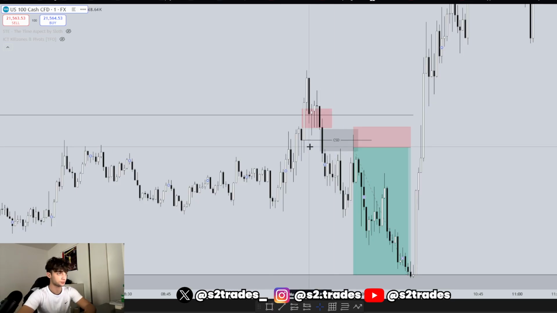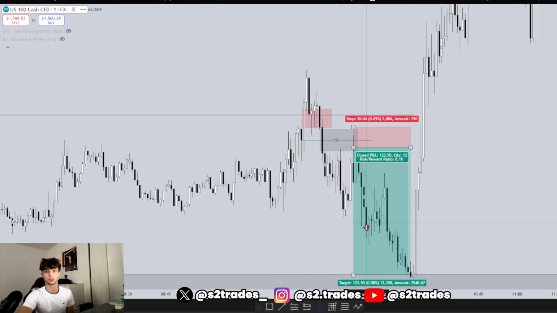Now, the thing about change in state delivery is that you could technically short right off of it. Just right off that candle, you can short and put your stop somewhere here. But you can also wait a little, and sometimes, not all the time, we retrace into the change in state delivery, use it like an order block, and move off it.